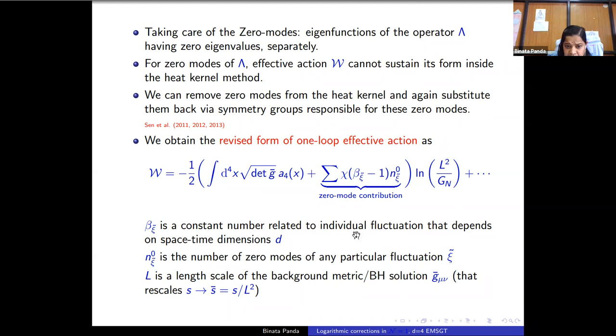And as I said, that can depend on the space-time dimension D. So there is a constant number beta psi that is related to the individual fluctuation and also to the space-time dimension D. You have to calculate it. And then I have put the chi here because that will take care of the fermionic or bosonic fluctuations. And you can say that this is the revised form of the one loop effective action that will help us to compute these log corrections.